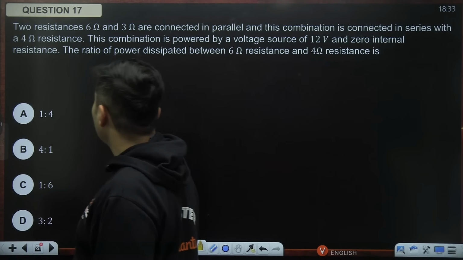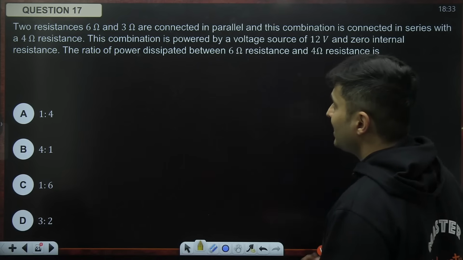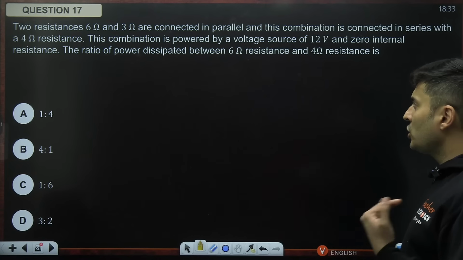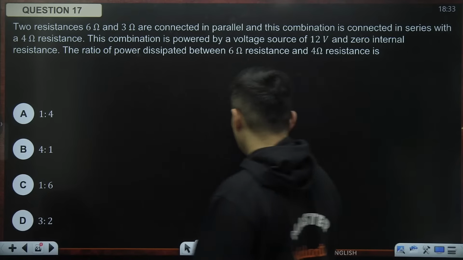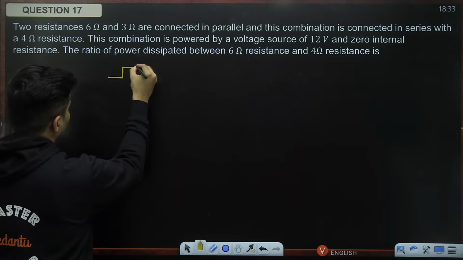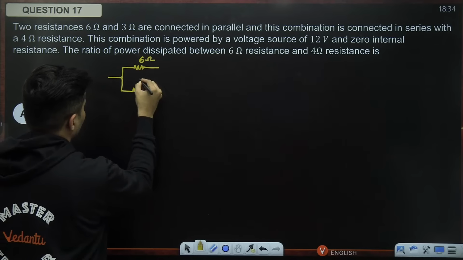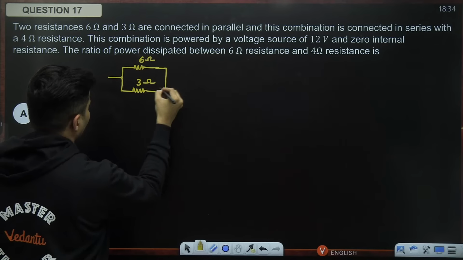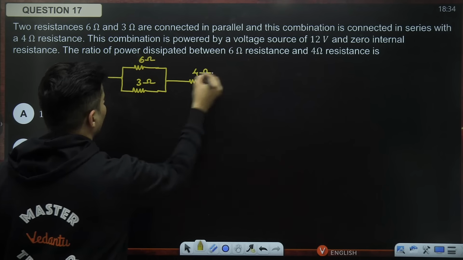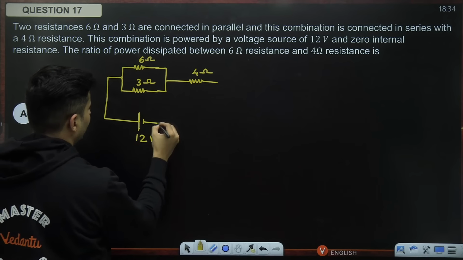Okay, let's go to the next one. Two resistances are connected in parallel, and this combination is connected in series. This combination is powered by 12 volts, no internal resistance. Ratio of power in 6 and 4 ohms. So better to draw the circuit. 6 and 3 are connected in parallel. Okay, this is your 6 ohms and this is your 3 ohms. They both are connected in parallel. Their combination is connected in series with a 4 ohm resistance, and that circuit is connected to a 12 volt battery.